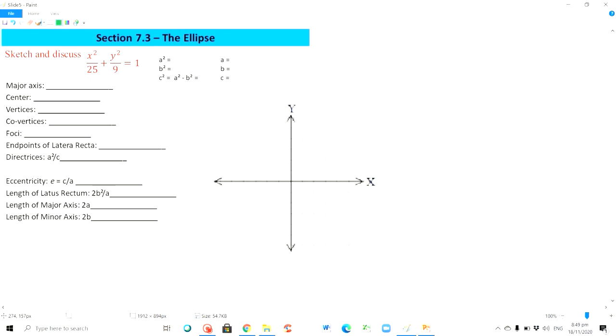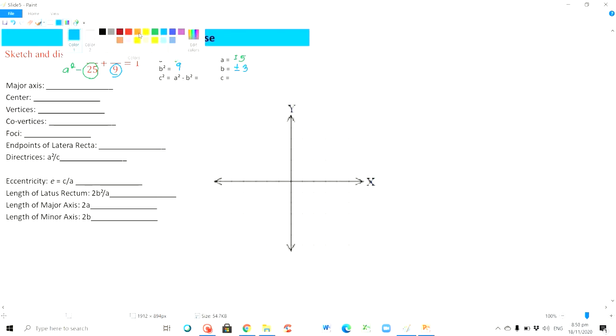Okay, so 25, ito yung malaking value. So this is your A squared. So A squared is 25. And the square root of 25 is positive and negative 5. Okay, for B squared, ito naman yung 9. So, B squared is 9. Therefore, your B is positive and negative 3.